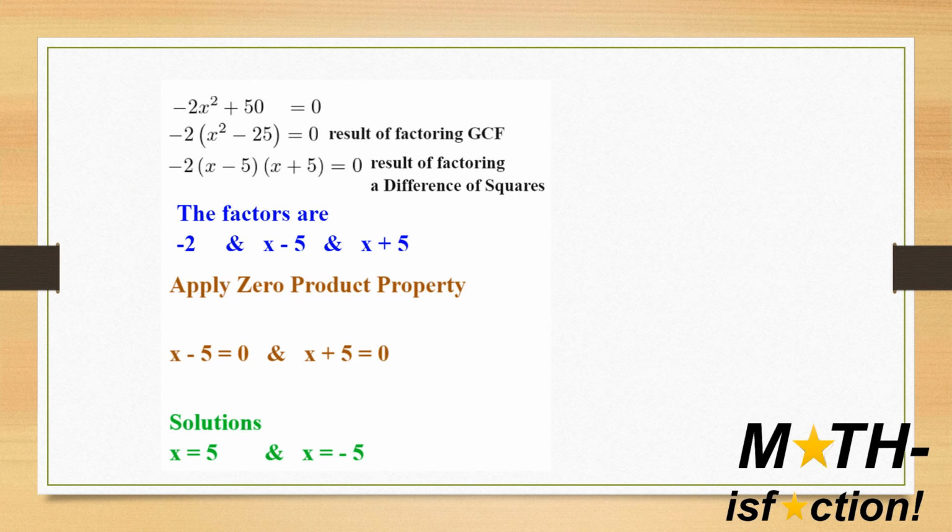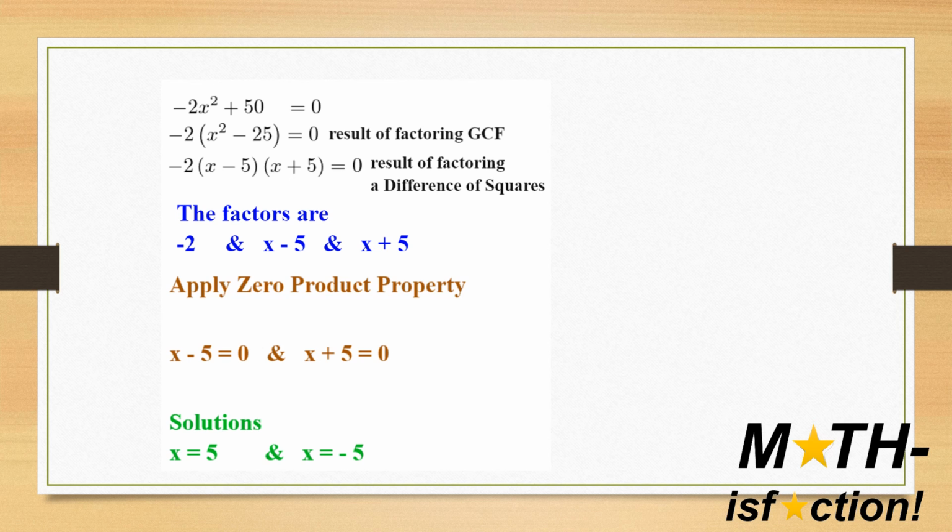First, factor out the greatest common factor. This is advised every time you solve by factoring, that you factor out the greatest common factor as your first step. After factoring out the greatest common factor, factor the resulting binomial, which is a difference of squares, into x minus 5 and x plus 5.